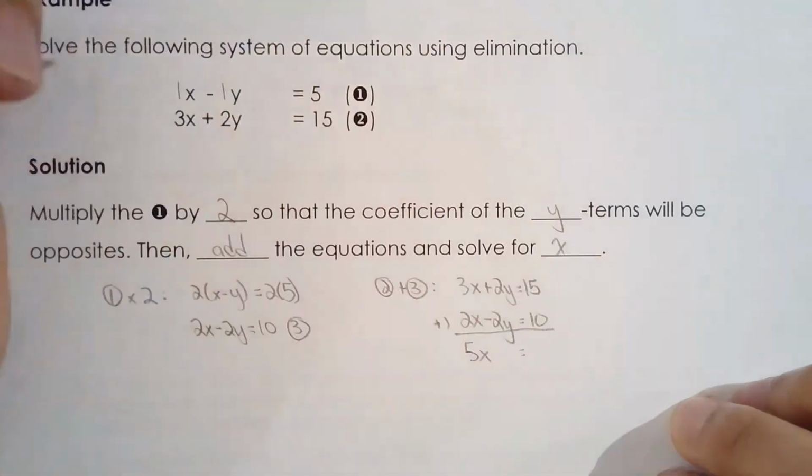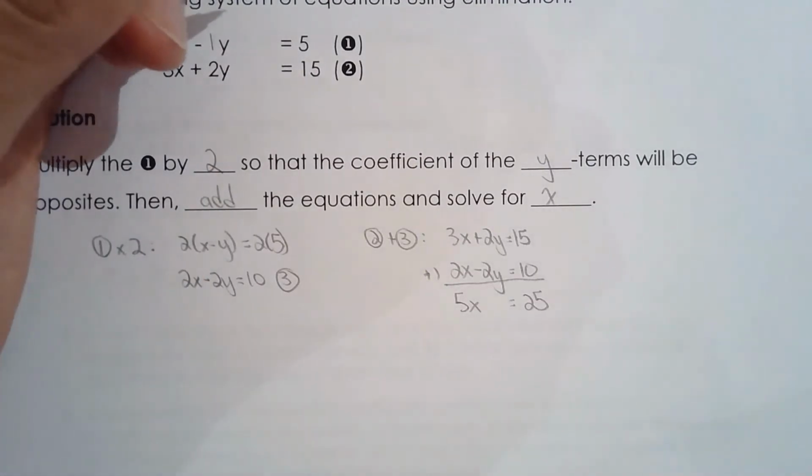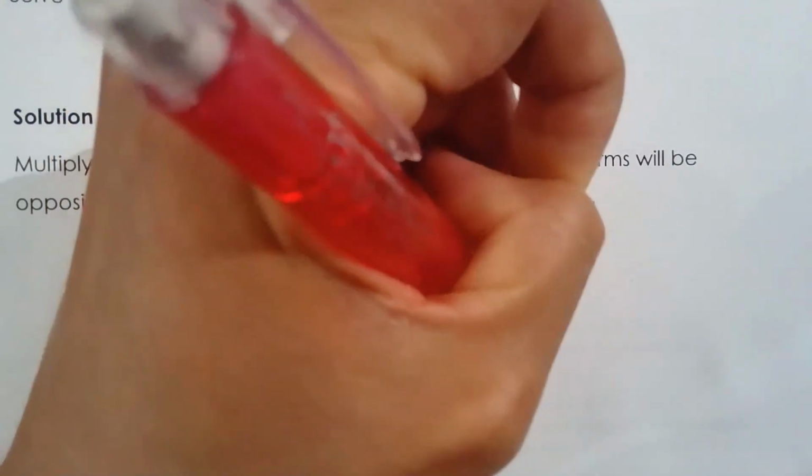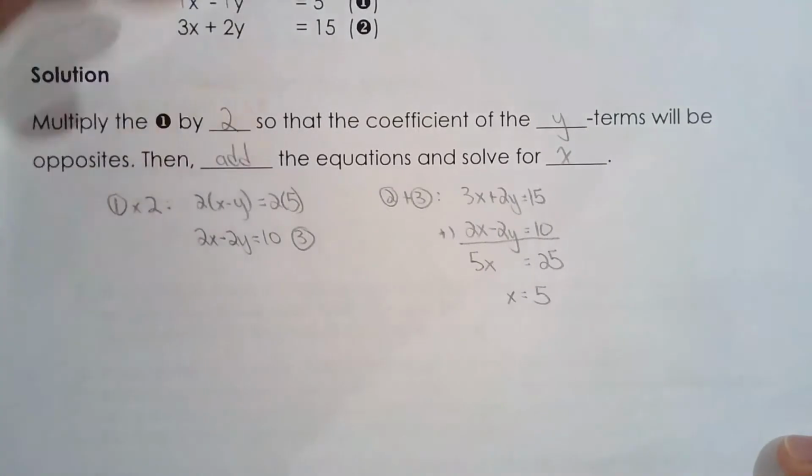I'm going to add those two equations. So this is going to be 5x, and I'm going to get 25. Oh yeah, 5x equals 25. This is beautiful. This is something I really want to see, because when I see that, I can solve for half the solution to the linear system. I can solve for x. x is equal to 5. And if I can solve for x, I'm very close to solving for the whole solution.